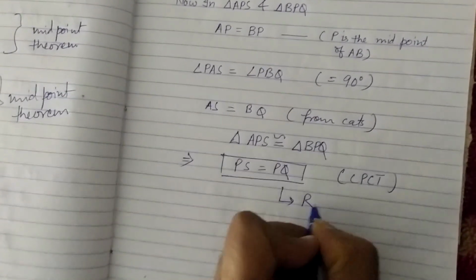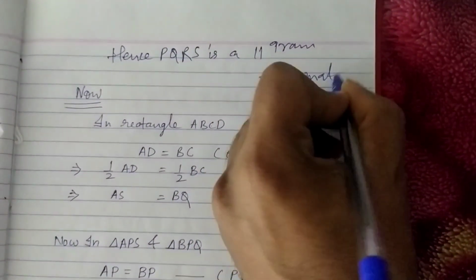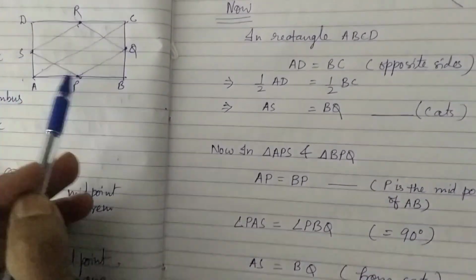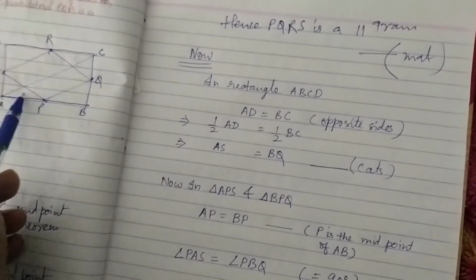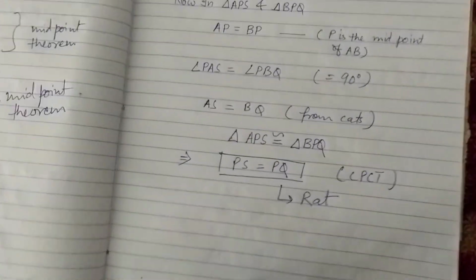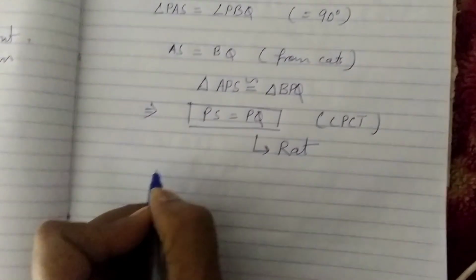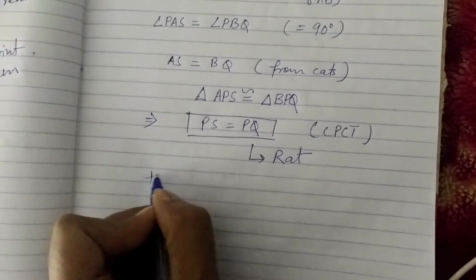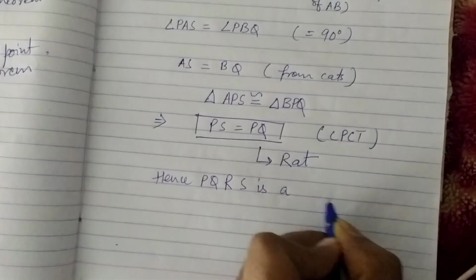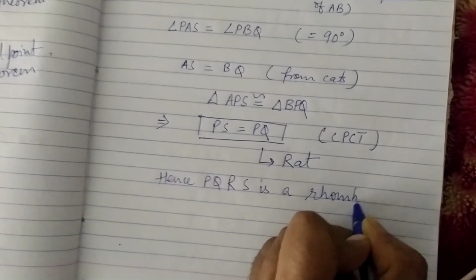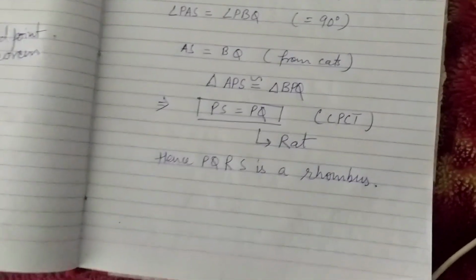And if it is a rhombus, so it is saying that PS is equal to PQ, adjacent sides are equal, and a parallelogram is saying opposite sides are also equal. So adjacent sides are equal and opposite sides are equal, hence PQRS is a rhombus. We have proved it.